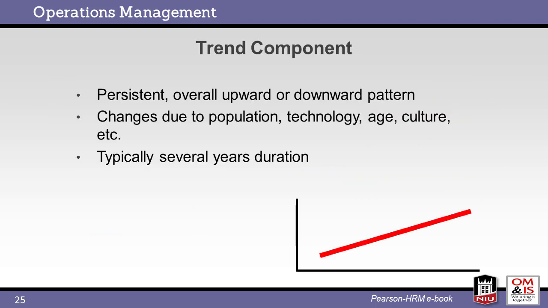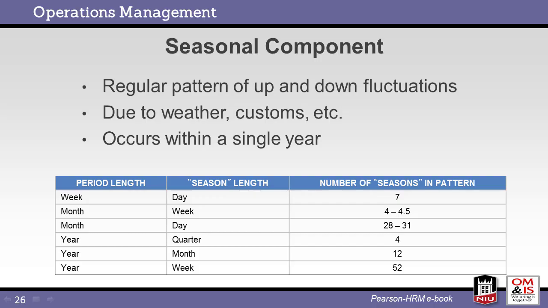The trend component defines a long-term persistent change that will generally increase or decrease. This trend may be caused by a number of factors that change over time. Seasonality appears as a regular pattern that repeats itself every year. This pattern may be due to weather or local customs. We see some examples in the table where factors repeat weekly, monthly, and annually.